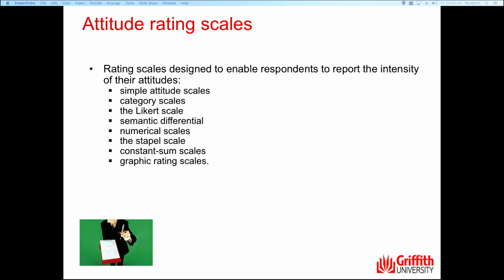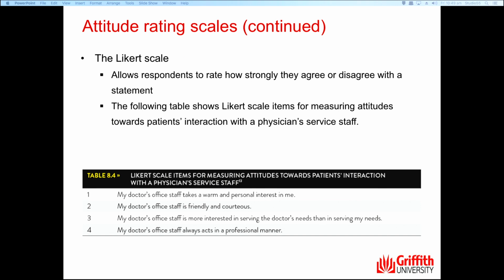So in terms of measuring attitude, we also have rating scales. This is designed to enable a respondent to report the intensity of their attitude. You have the simple attitude scale, you have category, the one you usually like, you have the semantic, you have numerical, you have staple, you have constant sum scale, and also you have graphic rating scale. Let's look at some examples of these rating scales. The most widely used is the rating scale.